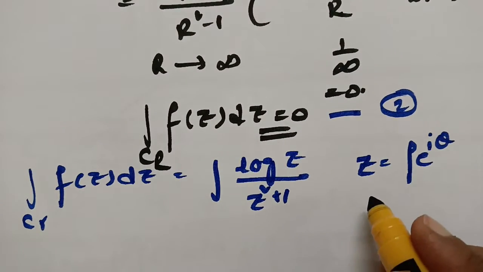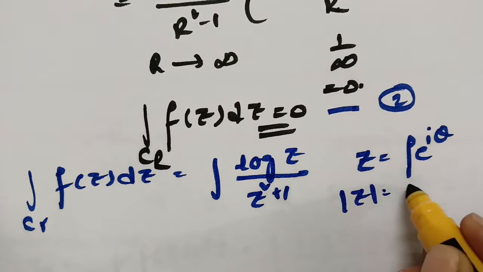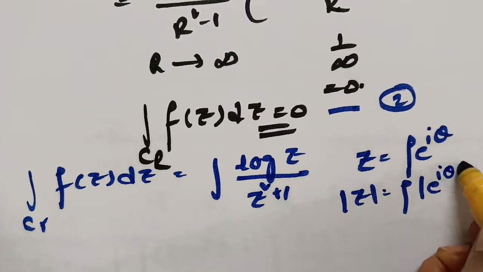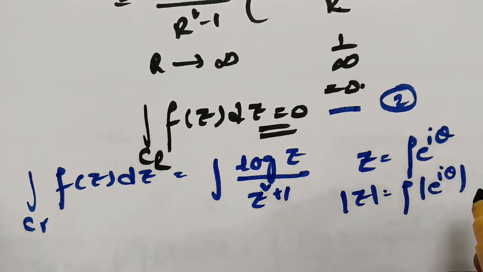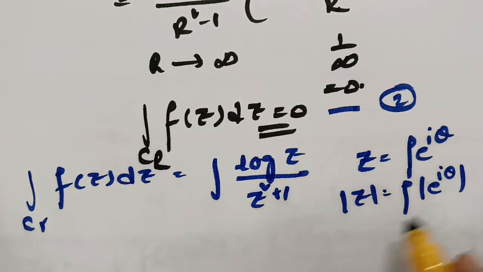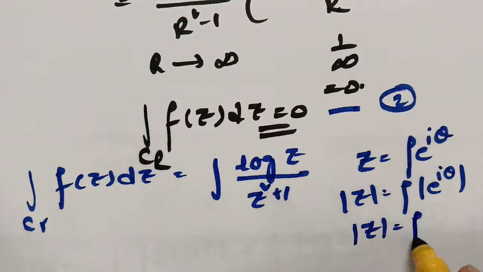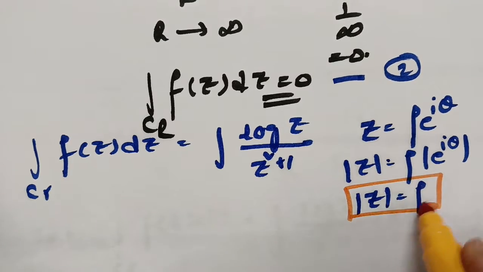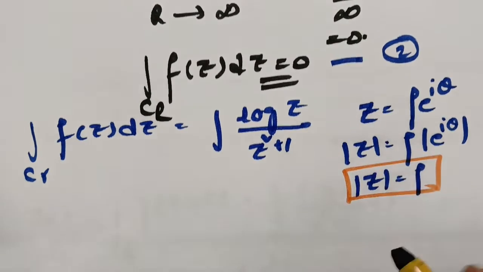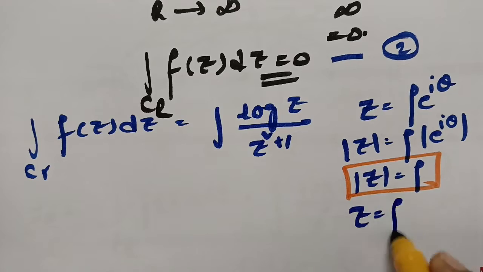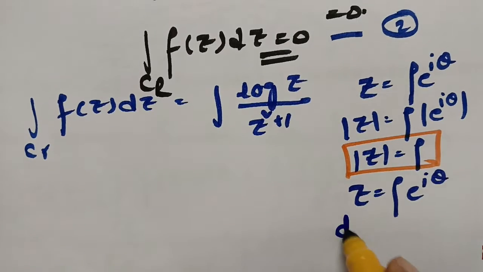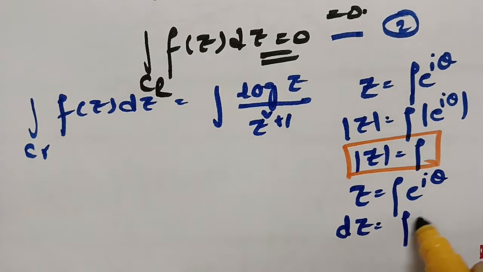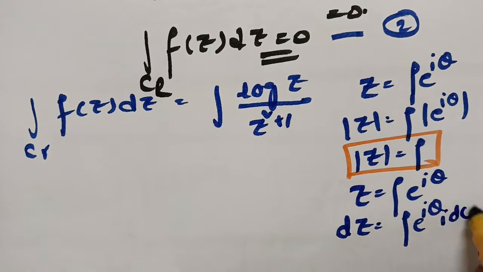See here, this will again be mod z equal to rho into mod e power i theta, which is mod of cos theta plus i sin theta, which equals root over cos squared theta plus sin squared theta. And next, if you consider dz from this, z is equal to rho times e power i theta, and dz, the derivative of z, will be rho e power i theta i d theta.